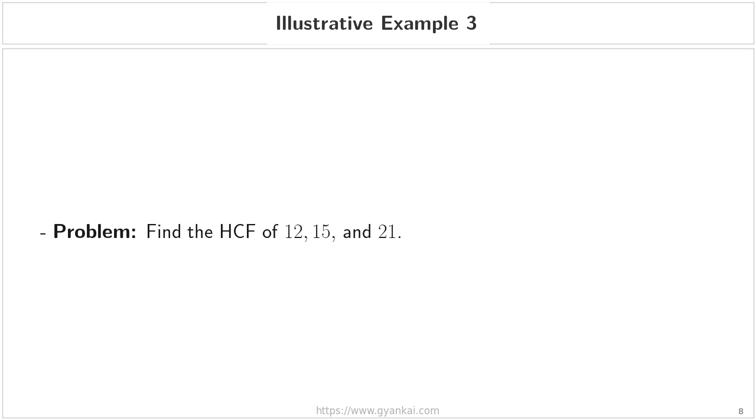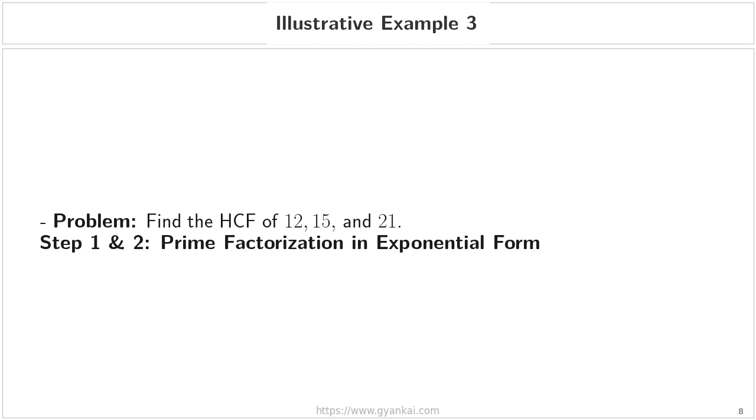Now, let's move on to our third illustrative example, which is slightly different because we are dealing with 3 numbers instead of just 2. Here is the problem. Find the highest common factor of 12, 15, and 21. To solve this, we will follow the same systematic approach we used in our previous examples. We'll start with steps 1 and 2 combined, performing the prime factorization and writing the results in exponential form.